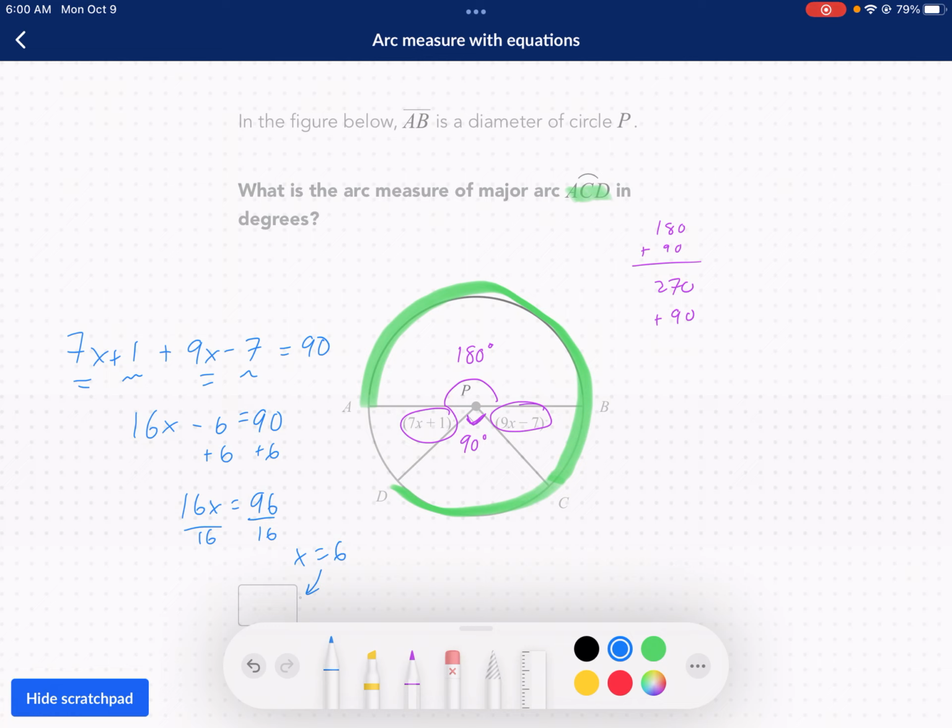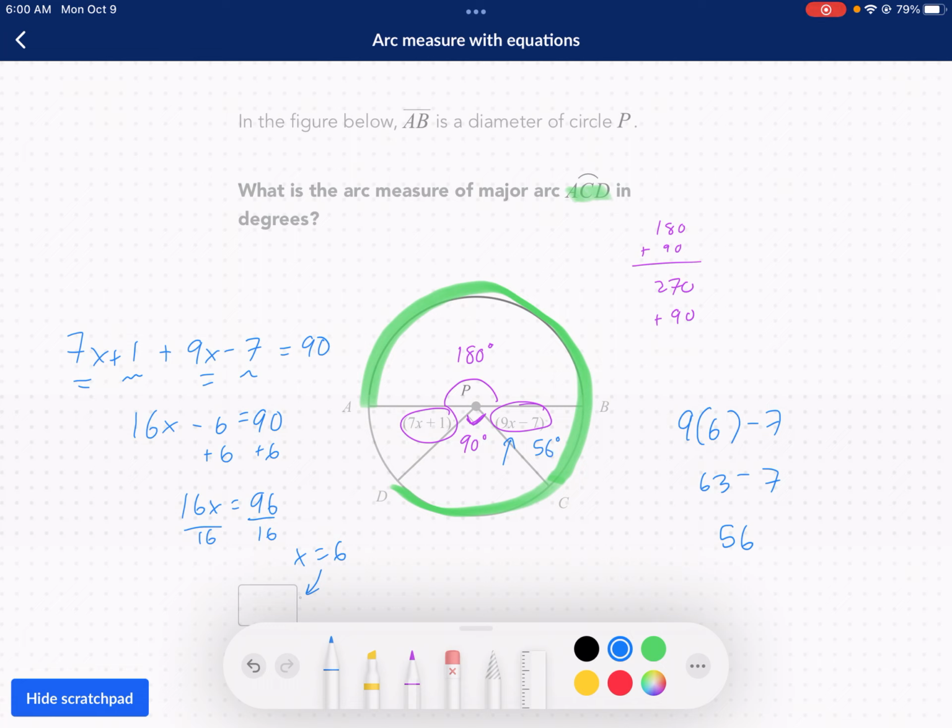Again, we're trying to find the measure of this complete arc. So I need to plug it into one of these. In this case, I might as well just plug it in right there, since it's part of my green arc there. 9 times 6 minus 7. That's 63 minus 7. That should give me 50, what is that, 56? Yeah, 56. All right, so I have 56 is equal to this measure right here.